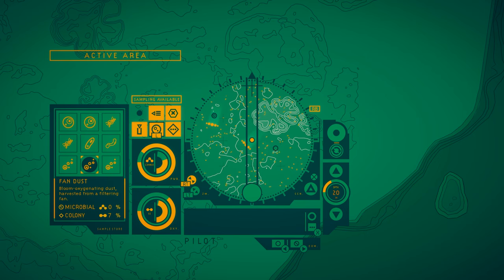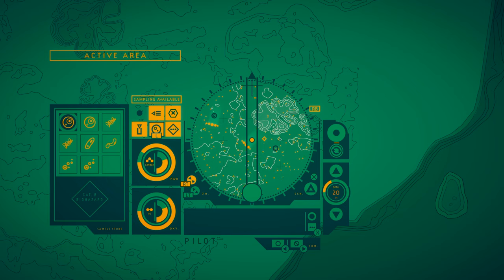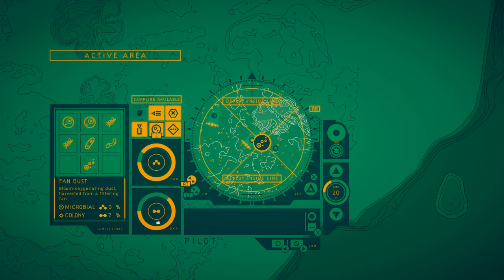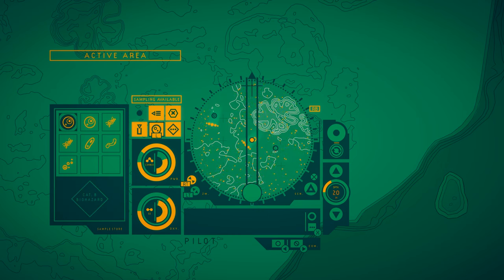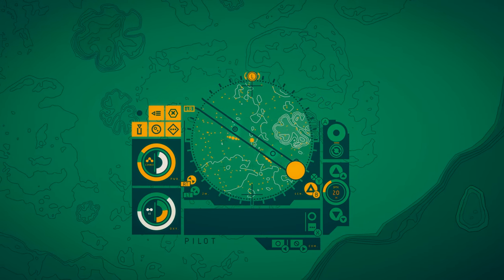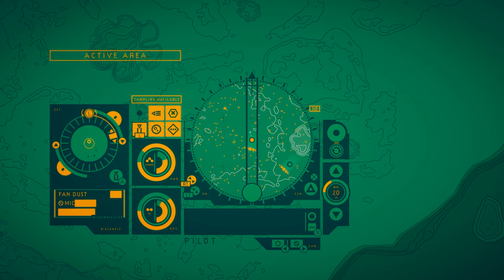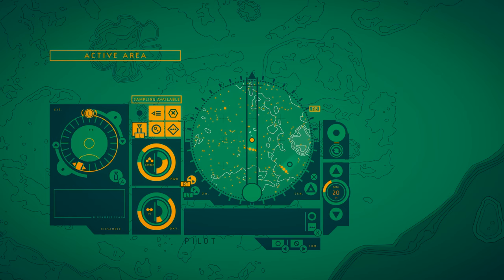What did we just get? Fan dust. Bloom oxygenating dust harvested from a filtering fan. It created a safe zone, didn't it? Can we use it like on ourselves? I don't suppose it would give us oxygen? No. I'm gonna need these to survive in here.